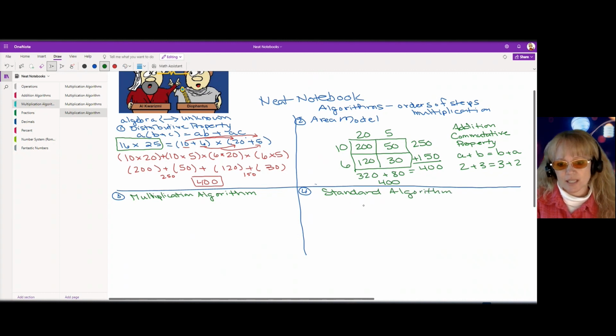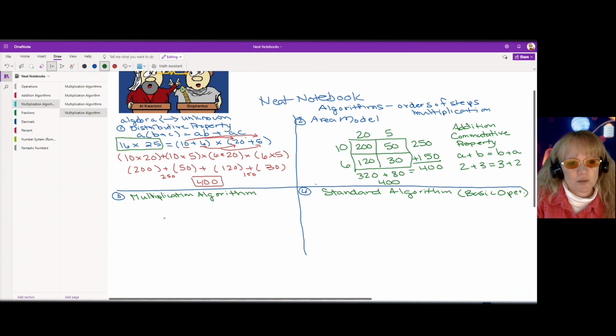All right, and so you notice that the standard algorithm is the one that we do in the basic operations neat notebook. And the multiplication algorithm, I just think that title bugs me a little bit, simply because all of these are multiplication algorithms. And we're just going to call that one the multiplication algorithm, but whatever, that's what we do in math. So this is the multiplication algorithm out of all the multiplication algorithms, the different ways to do math of multiplication. And this is the main guy that we call the multiplication algorithm.